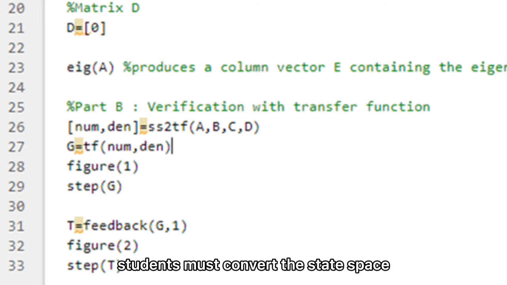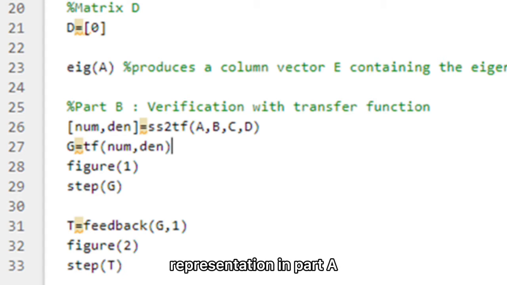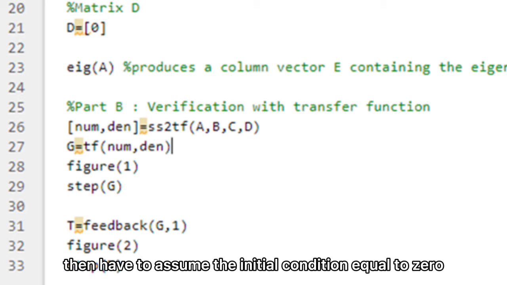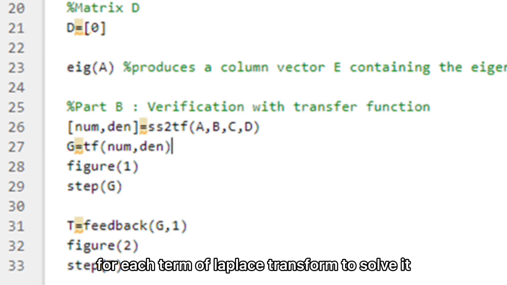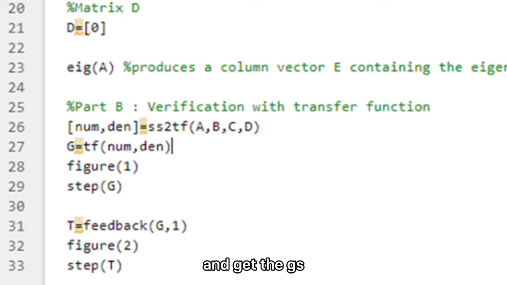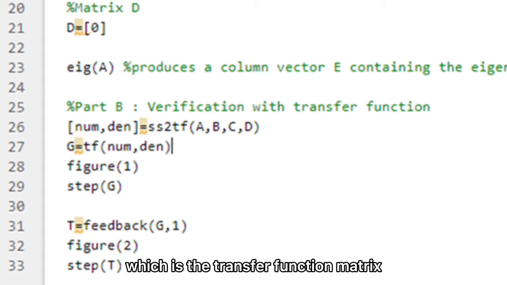For part B, the student must convert the state space representation in part A into a transfer function. The state space model is x dot equals Ax plus Bu and y equals Cx plus Du, the same as for part A. Then we have to assume the initial condition equals 0 for each term of the Laplace transform to solve it and get G(s), which is the transfer function matrix.